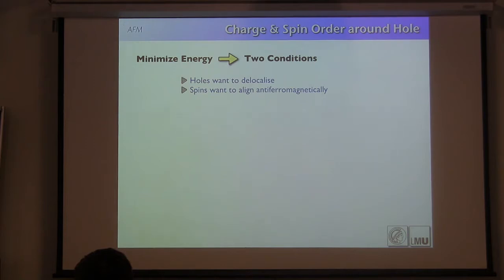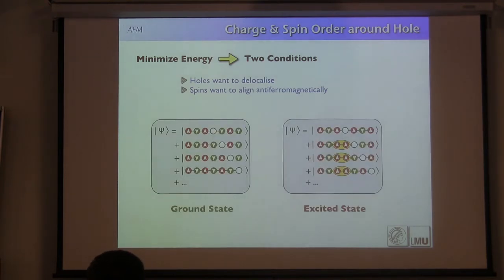If we have a single hole, you basically can think of the hole, if it wants to minimize its energy as any particle, it wants to delocalize. Right? It wants to spread out as much as it can to minimize kinetic energy. The spins, on the other hand, want to align antiferromagnetically. So you have the competition of those two effects, antiferromagnetic order and hole delocalization. And now you ask, what is the ground state of the system? And what you actually find is the following. The best way you can arrange your particles is to have the hole being in a superposition of everywhere in the system.